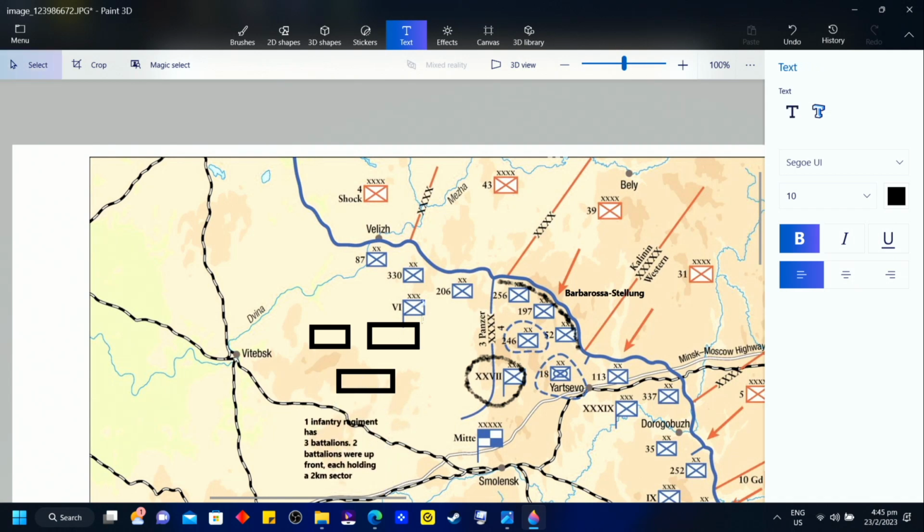So this is how every infantry regiment was organized in Heinrici's side defense sector. So every infantry regiment has 3 battalions, and 2 of the battalions were up front, each holding a 2-kilometer sector.